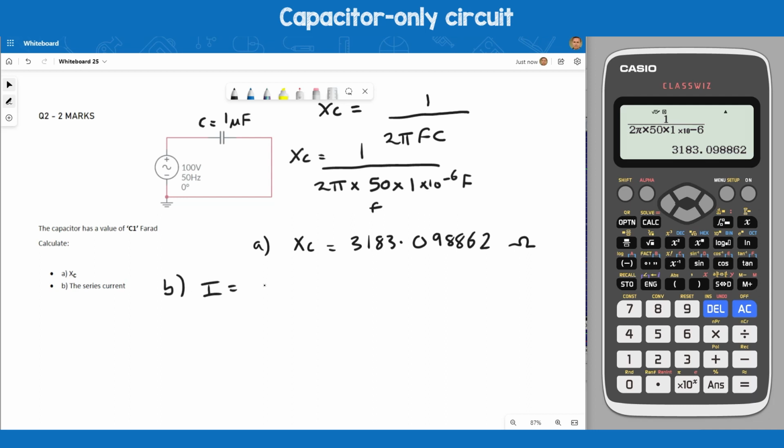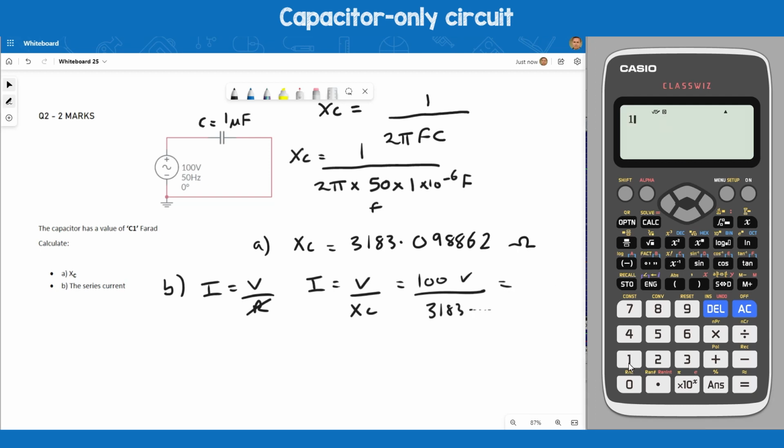Normally current is voltage divided by resistance, but we don't have a resistance, we have a reactance. So I is equal to the supply voltage divided by the amount of ohms, or XC. So that is 100 volts divided by our last answer for XC, 3183 and the rest. So I do 100 divided by my last answer, which is 0.031 amps, and I've written that to 3 decimal places.